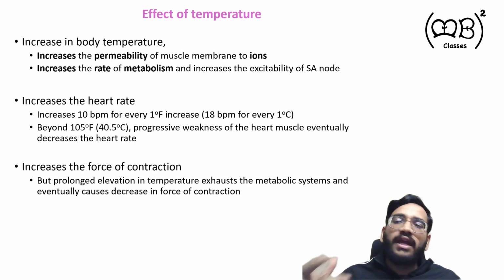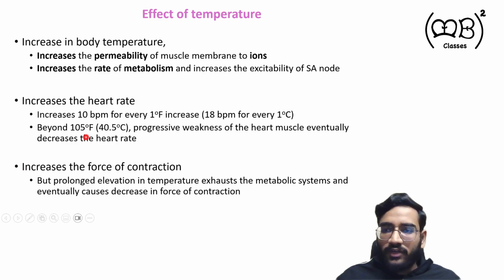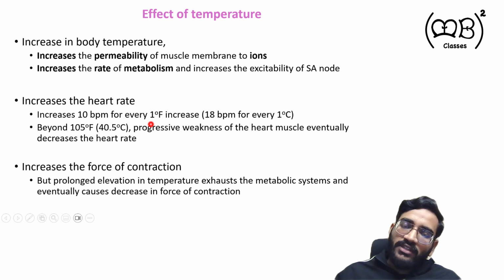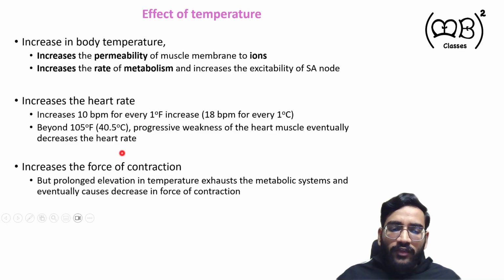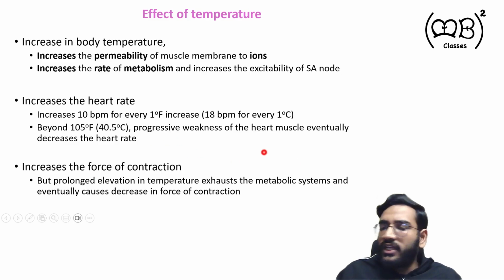But it will happen only up to a certain point, beyond 105 degrees Fahrenheit. Let's say the heart rate has increased about 70 beats per minute from 98 degrees Fahrenheit to 105 degrees Fahrenheit. After that, because of the high temperature, there will be progressive weakness of the heart muscle, which will eventually lead to a decrease in the heart rate. The same will happen for contraction. The force of contraction increases with increasing temperature, but prolonged elevation will lead to exhaustion of all the metabolic systems, which will weaken the heart and decrease the force of contraction. A similar process happens in heart rate and force of contraction.